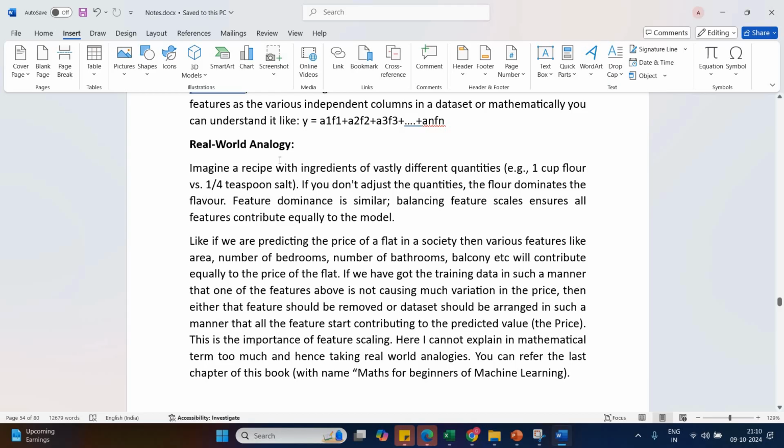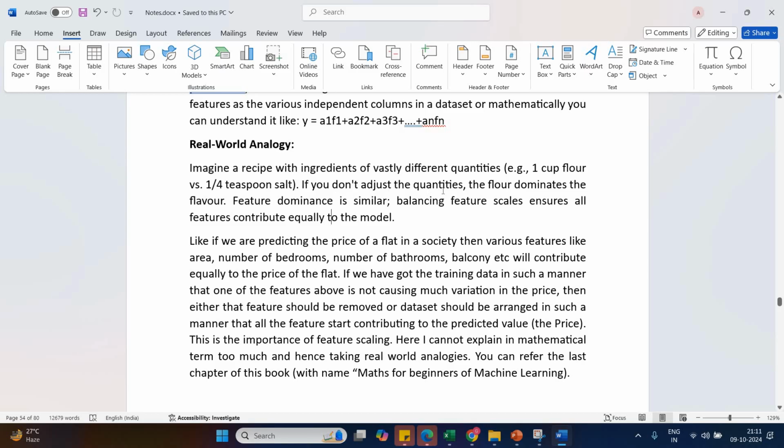Okay, so I have taken a real world analogy here. You have to imagine a recipe with ingredients of vastly different quantities, like 1 cup flour versus 1/4 teaspoon salt. Okay. So if you don't adjust the quantities, the flour dominates the flavor. Suppose you are trying to make some cake, and while making that cake, you are using flour and salt.